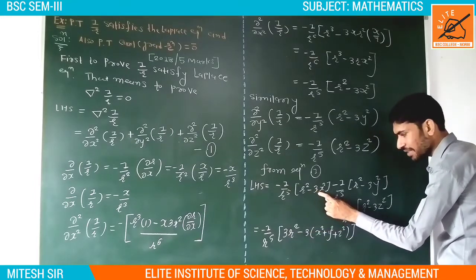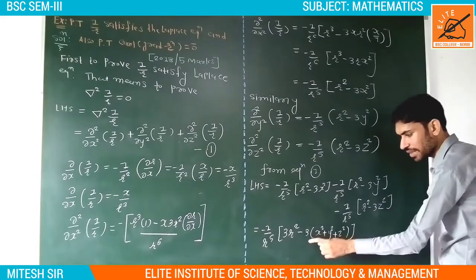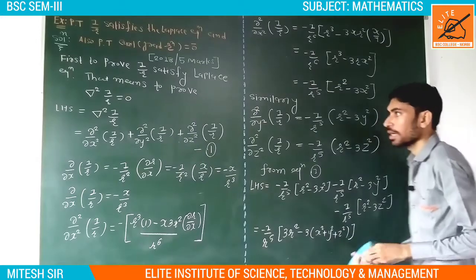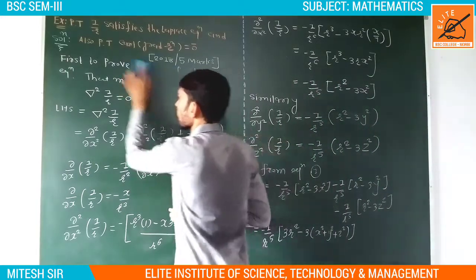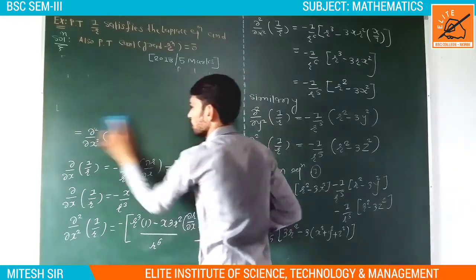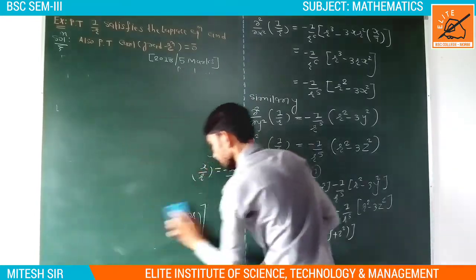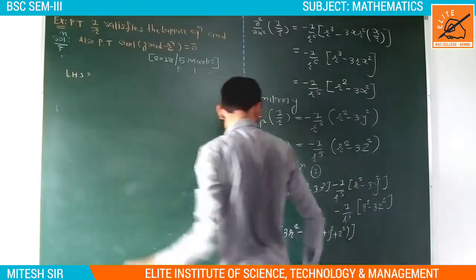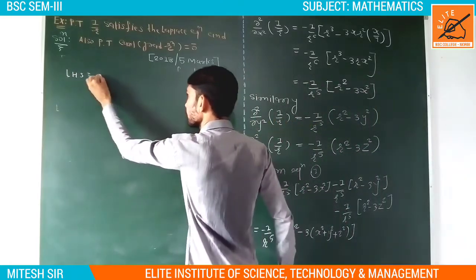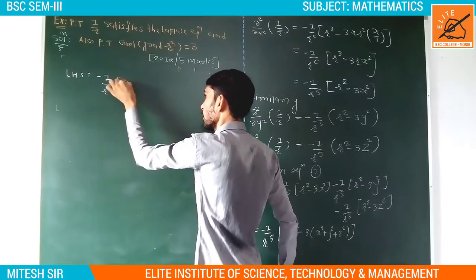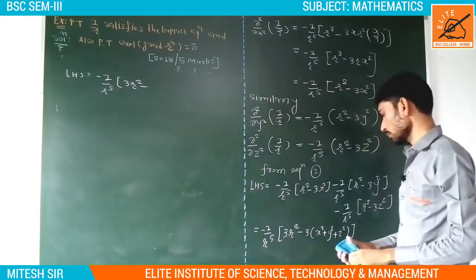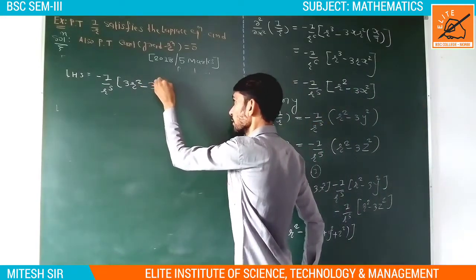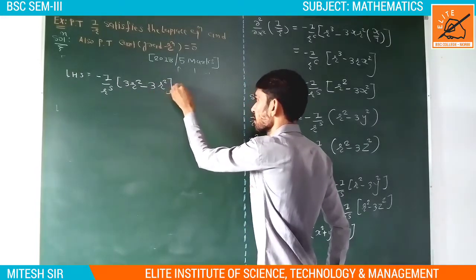Now for the minus terms, minus 3x square minus 3y square minus 3z square, take minus 3 outside. So remaining is x square plus y square plus z square. As you know, x square plus y square plus z square is nothing but r square. So here we write LHS is equal to minus 1/r⁵ into 3r square minus 3 times r square. 3r square minus 3r square, the answer is 0.